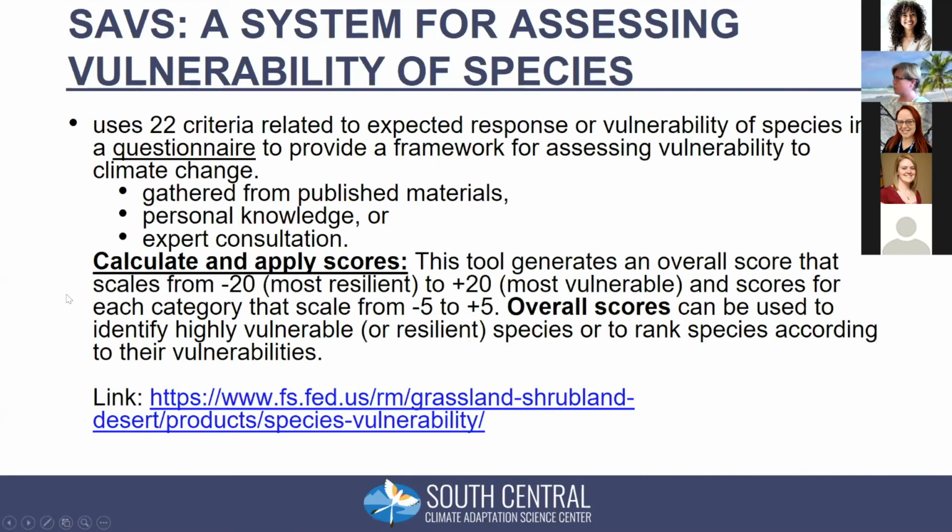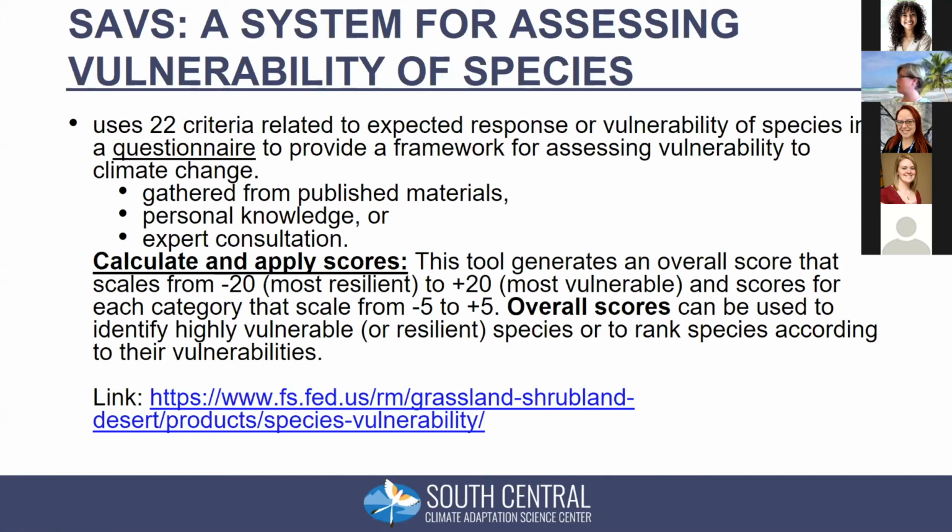Another tool is what they call SAVS, or System for Assessing Vulnerability of Species. This is a different approach. It's basically a questionnaire-type approach where you have to find experts and information to put into the questionnaire to determine how vulnerable the species is. So this isn't dependent on what kind of climate data you have available. You can use whatever kind of climate data you want.